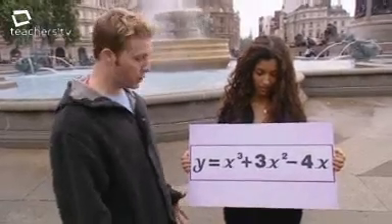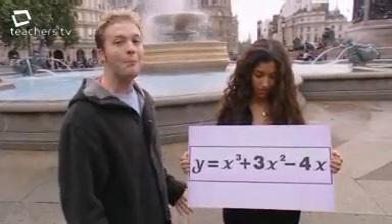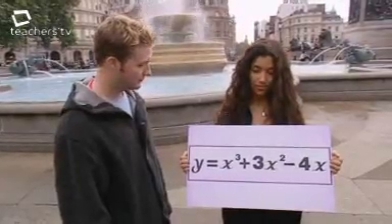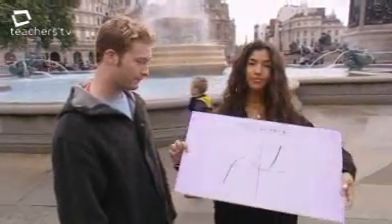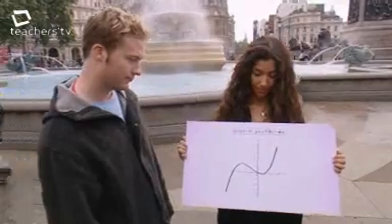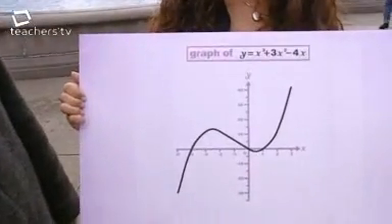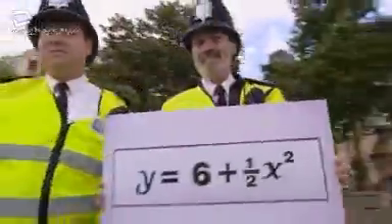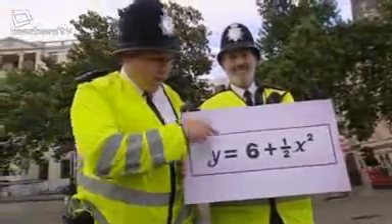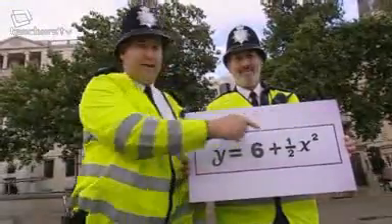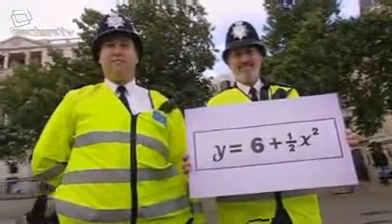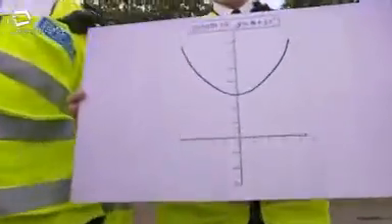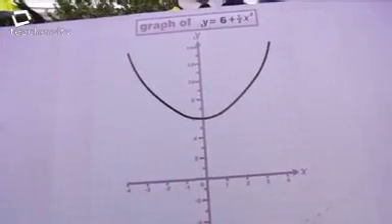Y equals x cubed plus 3x squared minus 4x. The highest power of x is 3, not 2. It's not a parabola, not a quadratic. Y equals 6 plus a half x squared. At last, there's an x squared. It's a parabola. Definitely a quadratic.